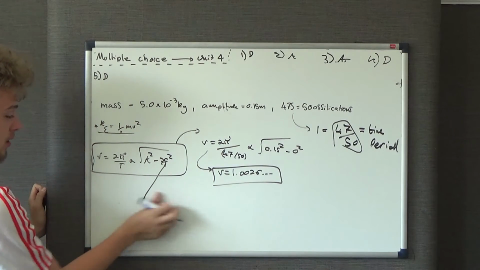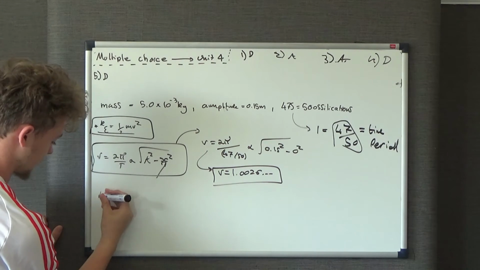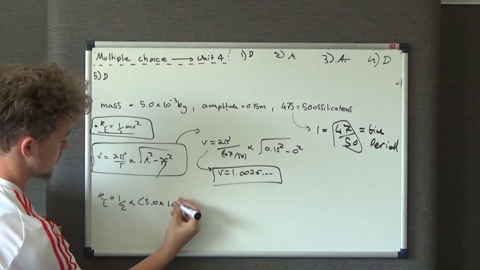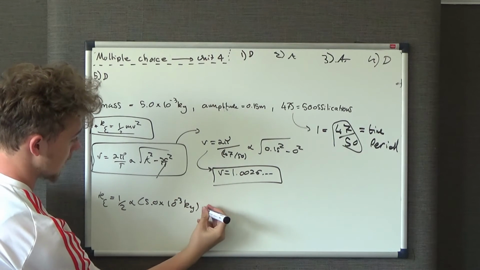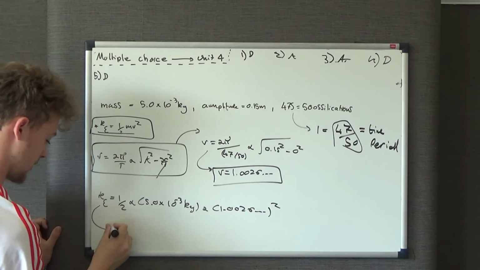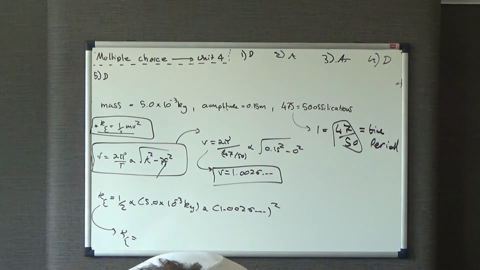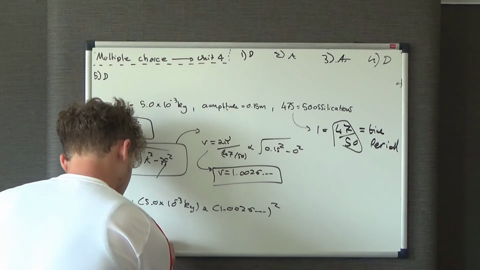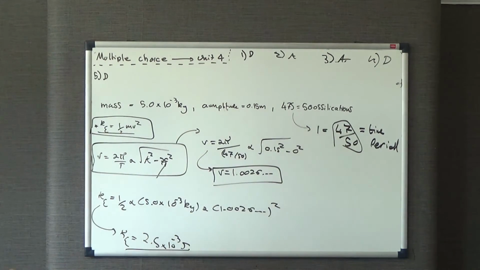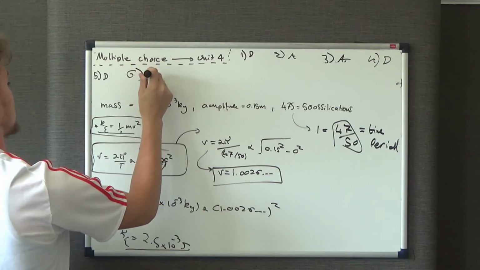Okay, so now we've got the velocity. All you need to work out now is the kinetic energy, which is this kinetic energy equation as you would normally use it. So the kinetic energy is a half times the mass, which is 5 times 10 to the minus 3 kilograms, times the velocity squared, which is 1.0026, etc., all squared. So therefore you would just work that out. Again, sub it into your calculator, and you should get an answer of 2.5 times 10 to the minus 3 joules, obviously when rounded. And that is answer B. So therefore, for question 6, you'd pick B as your answer.